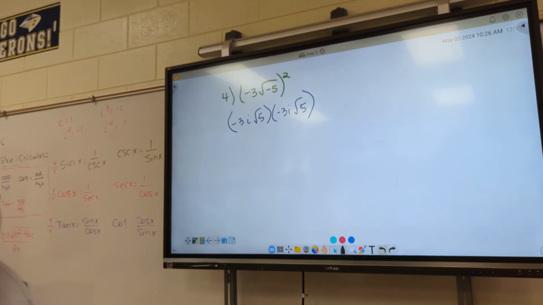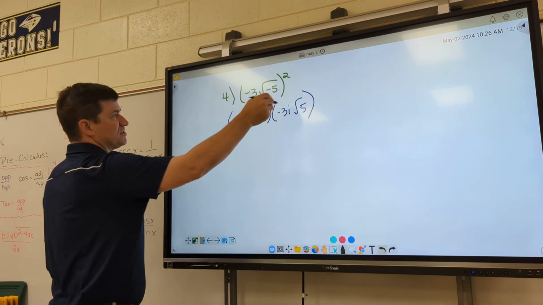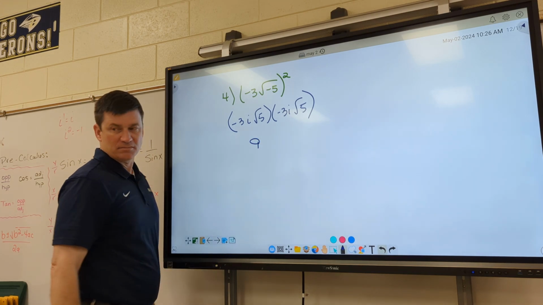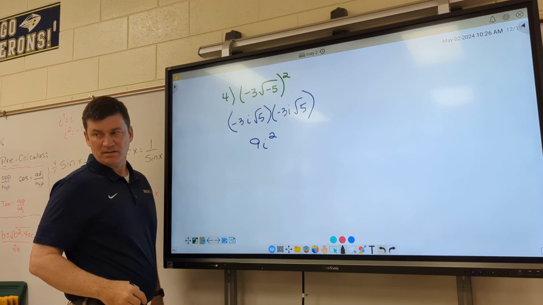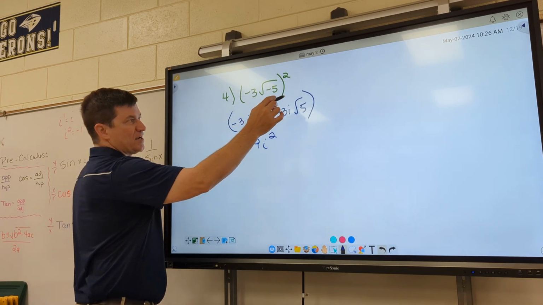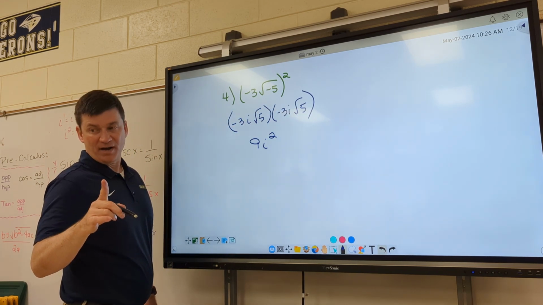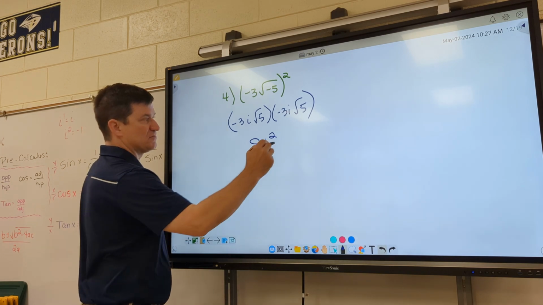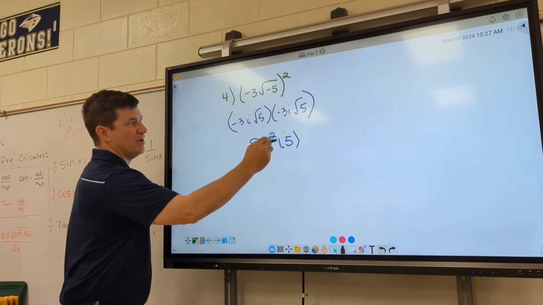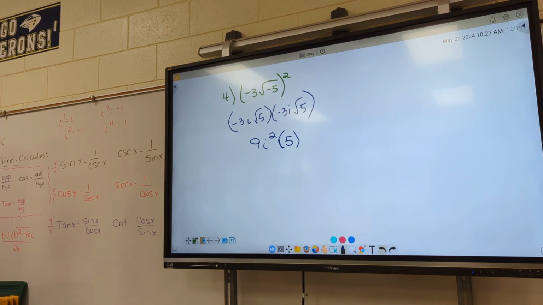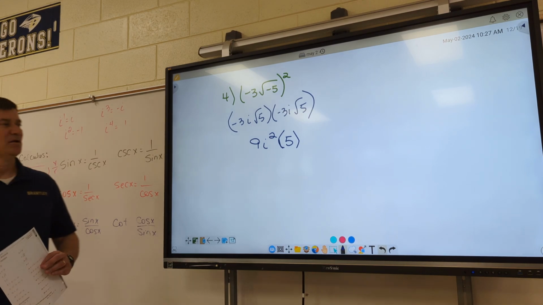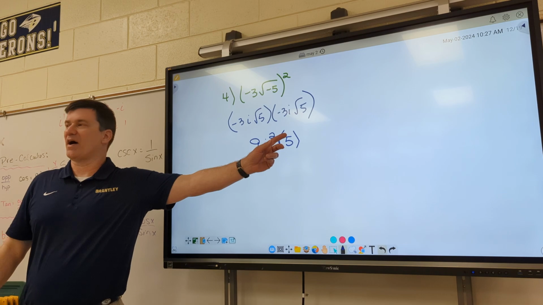All right, ready? Negative 3 times negative 3 is positive 9. i times i is i squared, right? Root 5 times root 5 is root 25, which is just 5. Make sure you see where I got those numbers from. Can't you just plug it in the calculator? I don't think you can plug the i in the calculator, can you? No, but you just put i squared at the end. That's right. So 9 times 5 is 45.